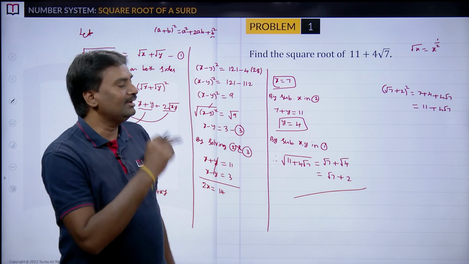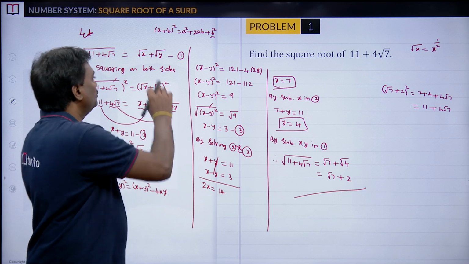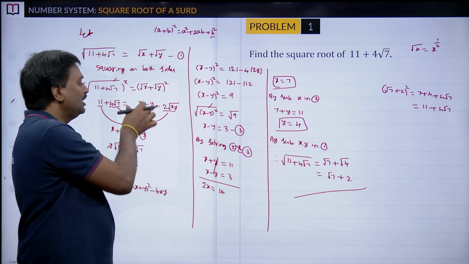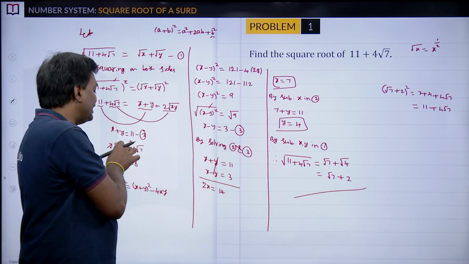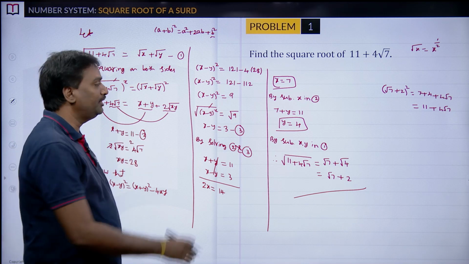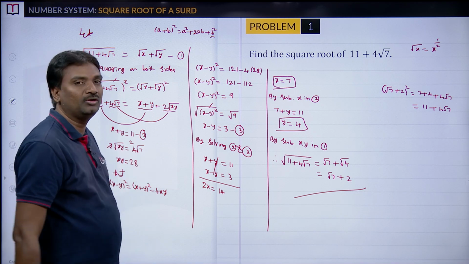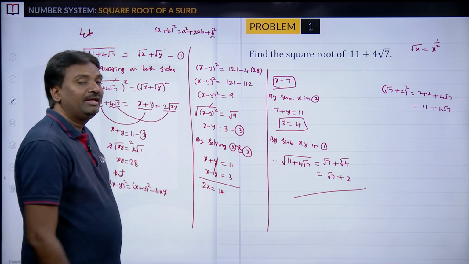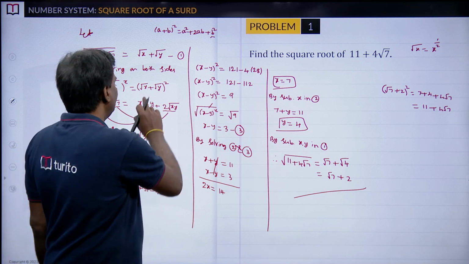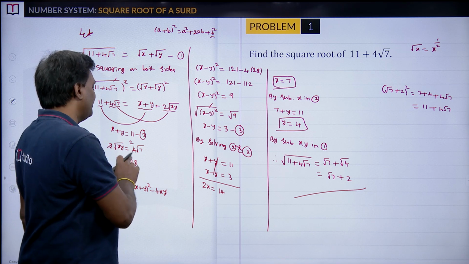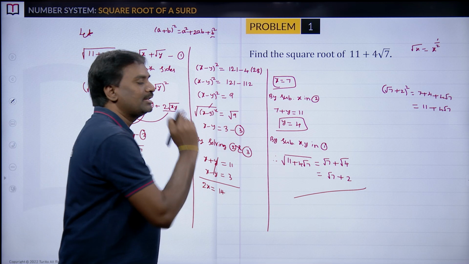Okay, so I have taken square root of 11 plus 4 root 7 equal to root x plus root y. I have squared on both sides. After simplification, I have compared rational and irrational parts on both sides and got two equations: x plus y equal 11 and xy equal 28. You can consider (x minus y) whole square equal to (x plus y) whole square minus 4xy. In place of x plus y, write 11. In place of xy, write 28 and simplify. We got x minus y equal to 3.